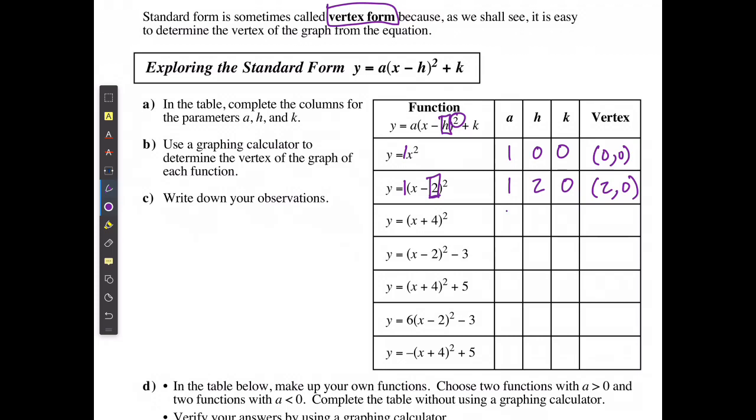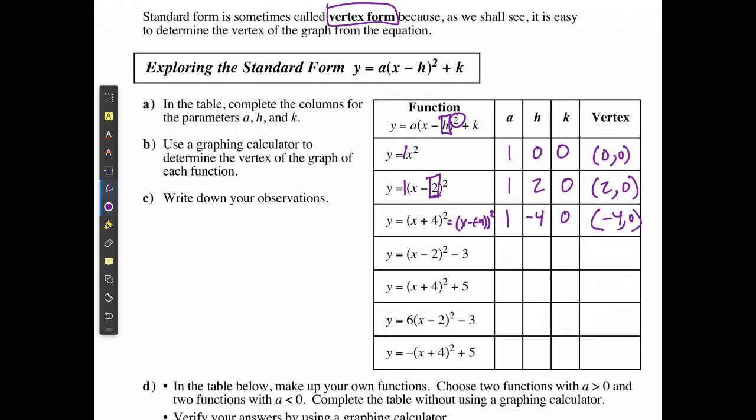For the next one, a has a value of 1, and the h value is actually going to be negative 4, even though it looks like x plus 4 squared. Because it's minus h, that would actually be the same as x minus negative 4 squared. And the plus comes from the double negative. And still no k value at the end, so I'm going to wind up with 0. And I have a vertex at negative 4 and 0.